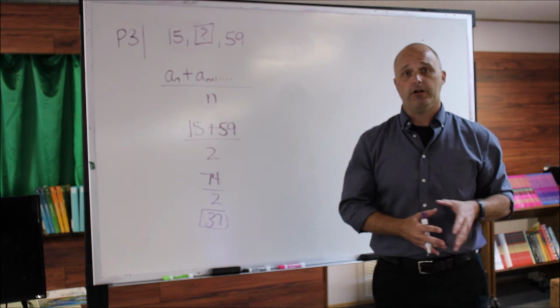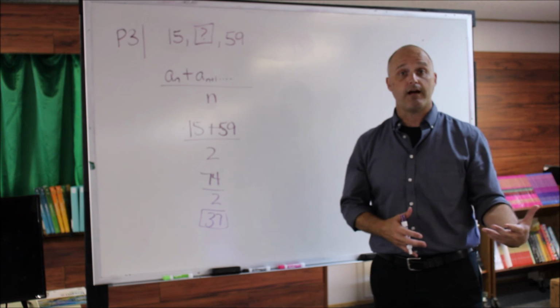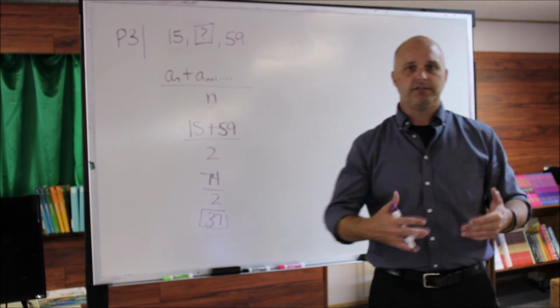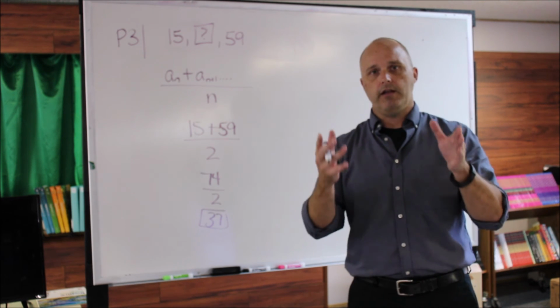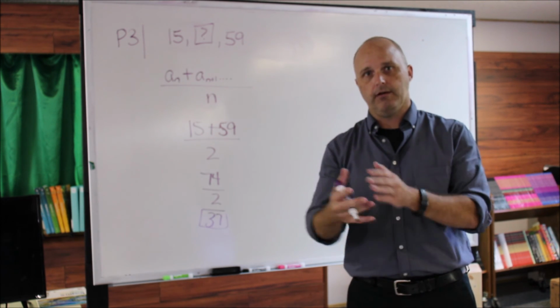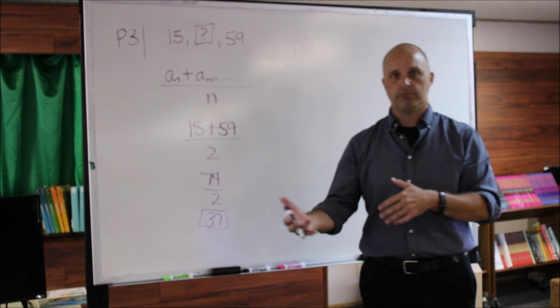Again, remember that this is called the arithmetic mean, and you're going to see that on the SAT, but all it means is find the average. Add up all of the numbers in the sequence, and then divide by the number of numbers in the sequence, or the number of terms in the sequence.